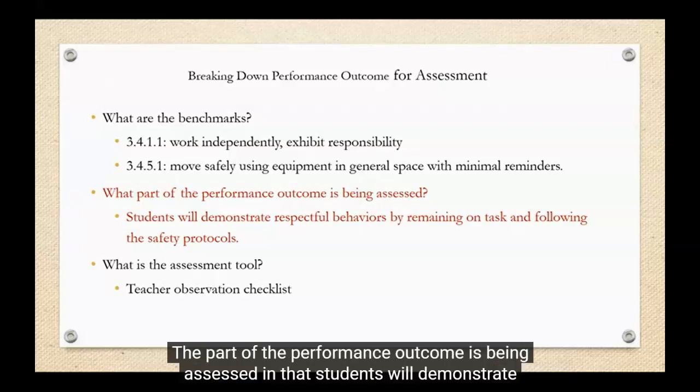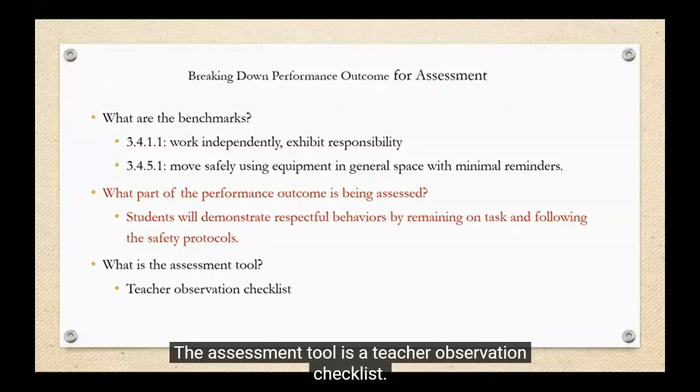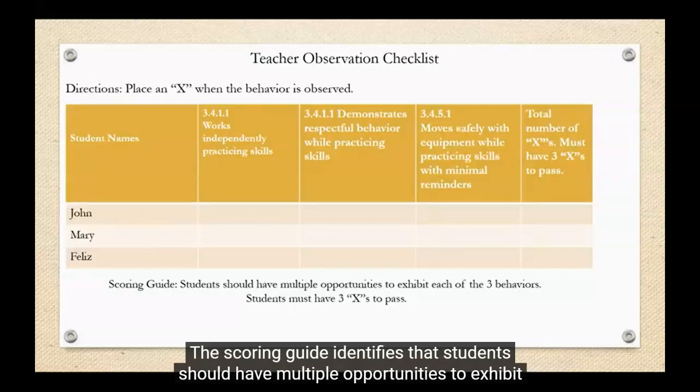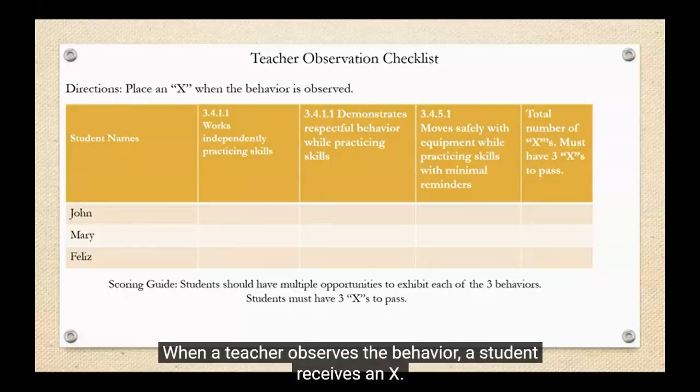The part of the performance outcome being assessed is that students will demonstrate respectful behaviors by remaining on task and following the safety protocols. The assessment tool is a teacher observation checklist. Here is a sample teacher observation checklist. The scoring guide identifies that students should have multiple opportunities to exhibit each of the 3 behaviors. When a teacher observes the behavior, a student receives an X.